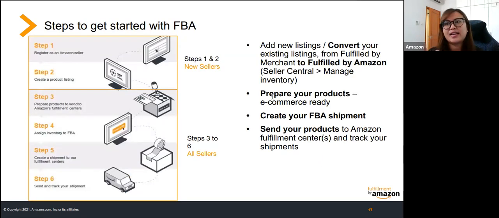Next slide, please. So how do we get started? There's a 6-step process to get started with FBA. The default is always fulfillment by merchant the moment your listing is up. So you need to make sure that you right-click on your listing and convert it to fulfilled by Amazon. Okay, and when you are done, you can prepare your products to be shipped. All you have to do is create a shipment and send your products to the desired fulfillment center that you want to ship out to.